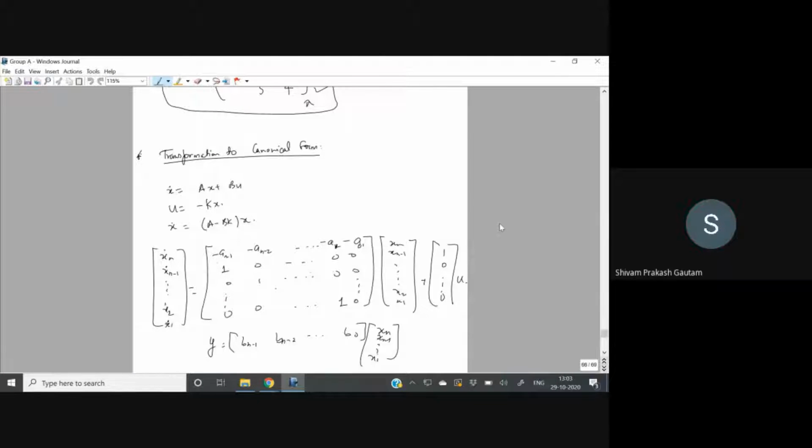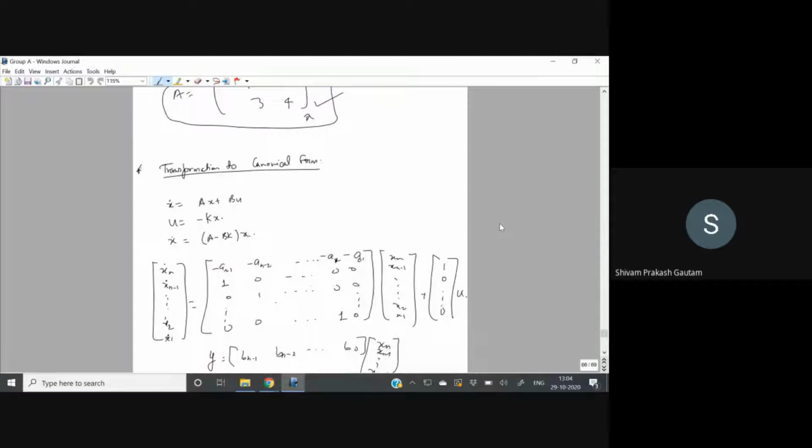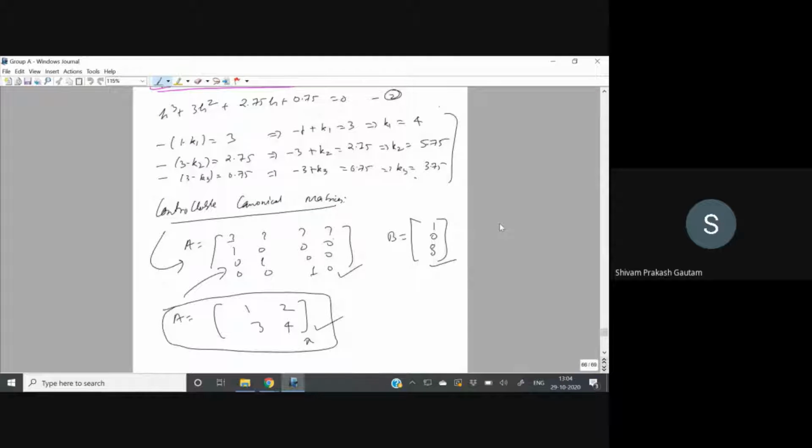Yes, sir. Okay. So in yesterday's class, we were seeing the feedback in state space, and we have seen that if we have a control canonical form, it will be much easier for us to calculate or to determine what feedback is required so that our poles should be in desired locations.